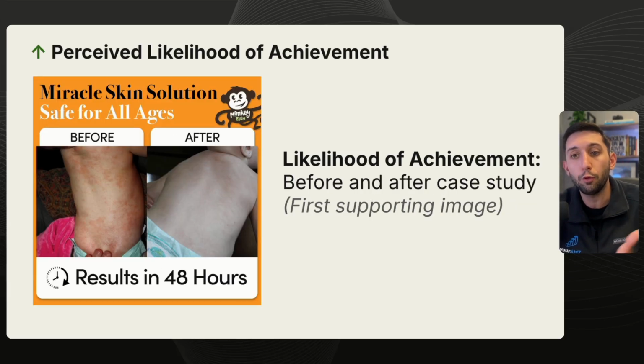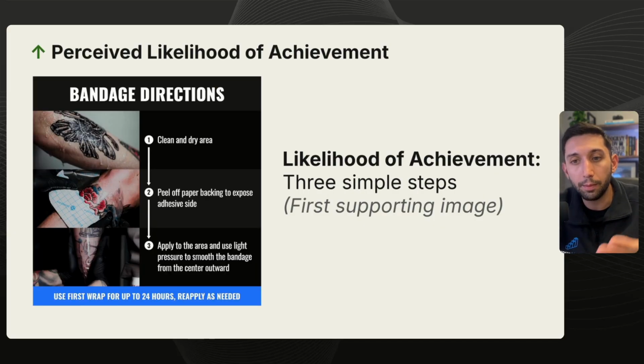By showing the before and after, we're showing real visible results of using the product. And so that's going to help the customer believe that they can achieve this dream outcome result using the product. And finally, Sanoderm, again, a basic 3-step process: clean the area, peel off the adhesive, and apply to the area. 3 simple steps. They believe that they can do it. And, again, this was one of our first supporting images.